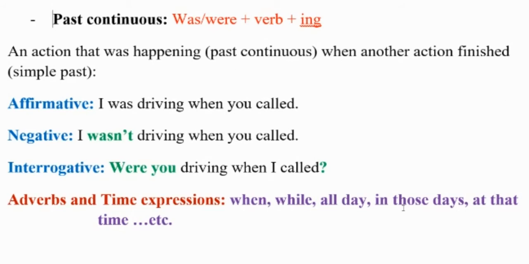Something's still going on. Questioning: were you driving when I called? It's the same auxiliary thing. So the auxiliary depends on it. If you see the negative form, I wasn't. We used was with I, but with you, we have to change it into were. So it's either was or were, depending on the subject. That's the auxiliary. And because the rule is we have to use verb to be, was or were, and then after it the verb has to take ing.